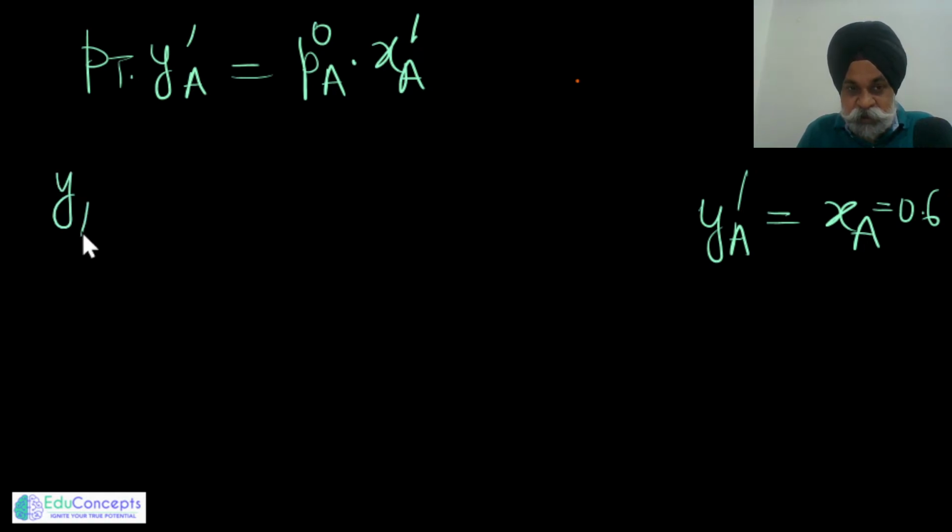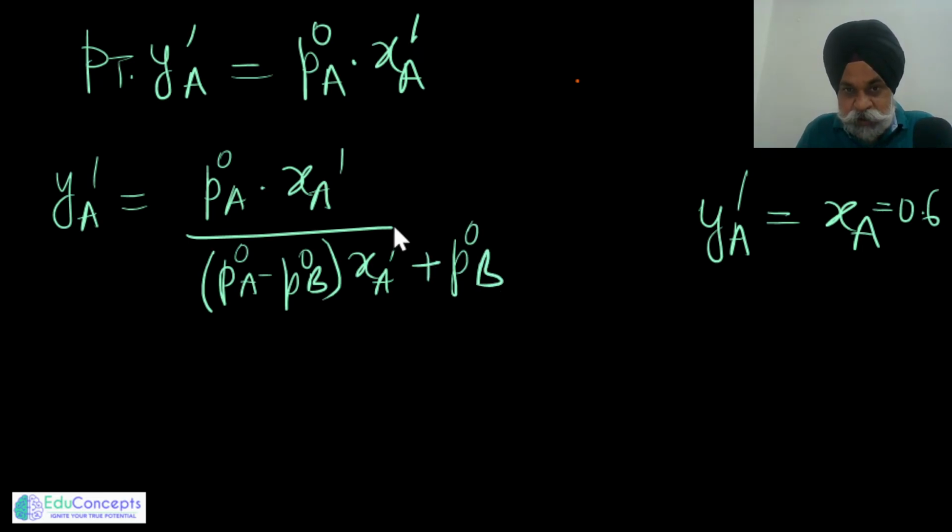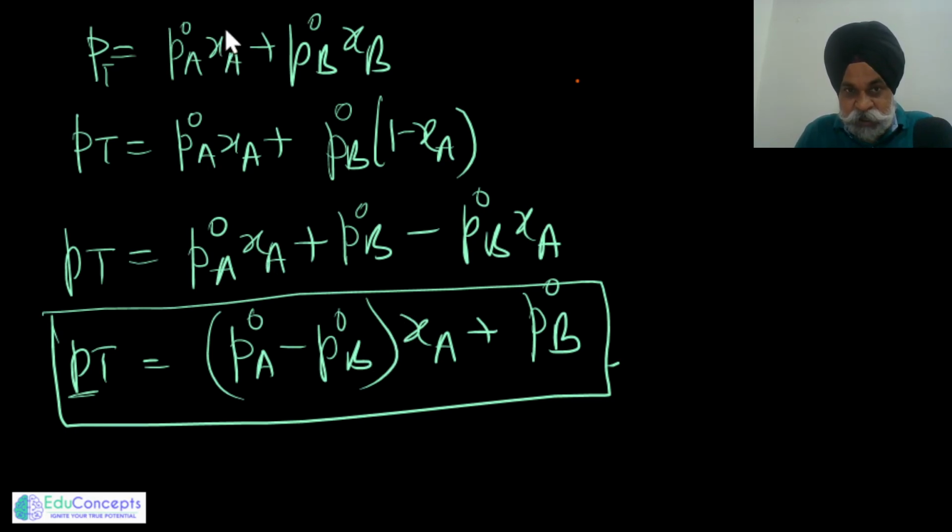So I can say YA dash is equal to P naught A into XA dash upon P total. So P total we just wrote is (P naught A minus P naught B) XA dash plus P naught B. This is from the last statement. This is the general statement I wrote, and if it is at XA dash, XB dash, all of these would become dash. Is it okay? Because we are saying at that point.